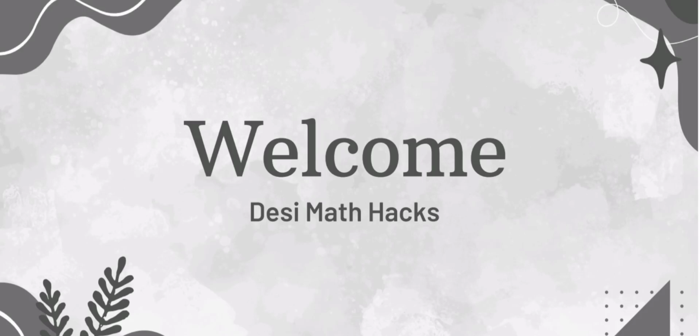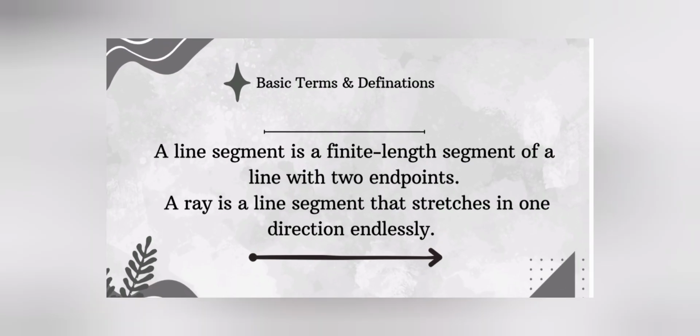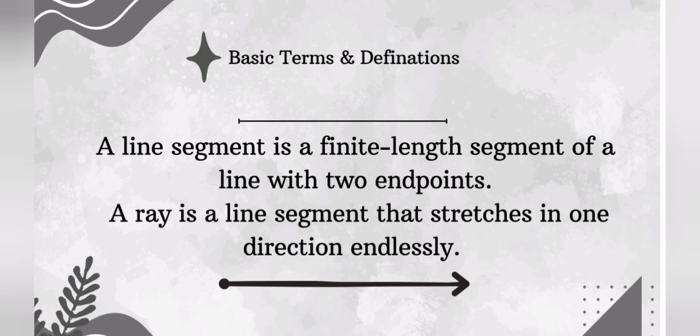Today we are going to understand a very important topic of geometry, and that is lines and angles. So let's start. Before studying about lines and angles, let us see some of the definitions. A line segment is a finite length segment of a line with two endpoints.